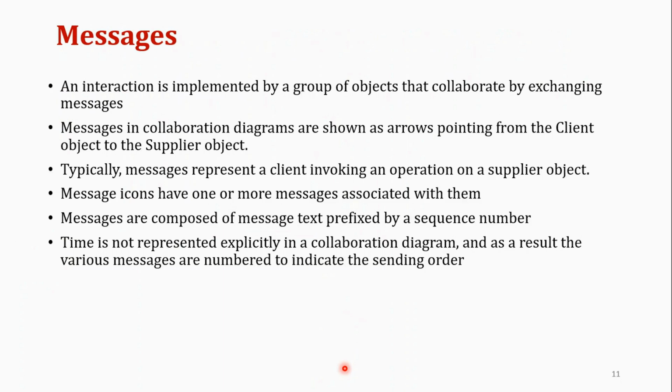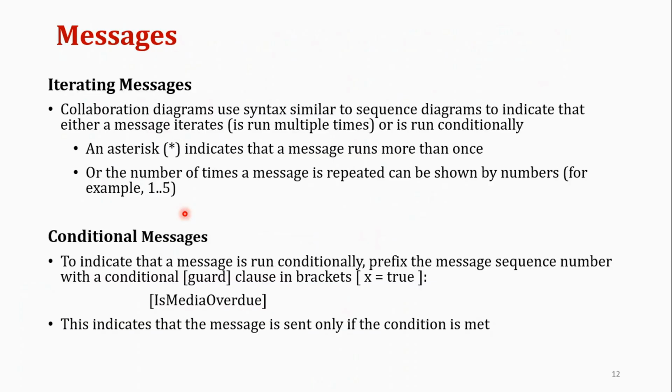And coming to the messages. Messages are actually the messages between the objects we saw in the previous diagram. Here in messages, we have iterative messages and conditional messages. Sometimes messages must be executed repeatedly. Such messages are called iterative messages, and we use an asterisk to represent more than once, iterative.